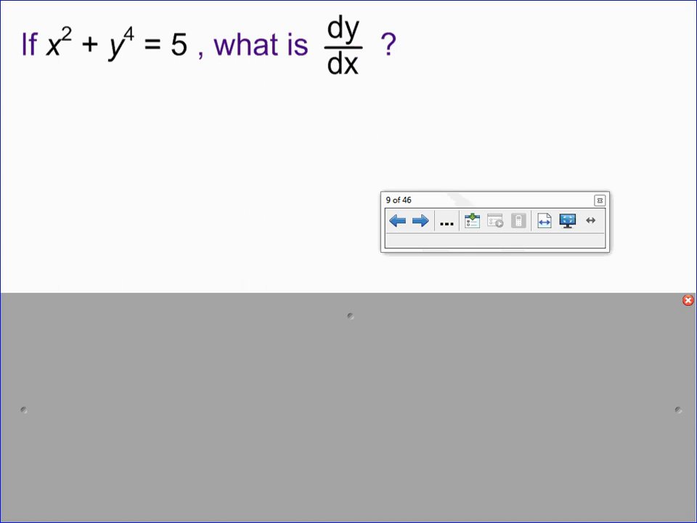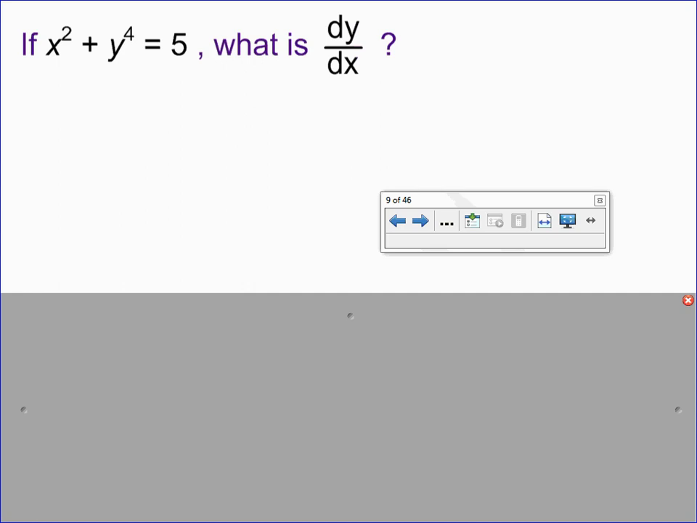A typical multiple choice question involving implicit differentiation would be finding dy dx, that is the derivative of y with respect to x, or y prime, when we have x's and y's mixed together on the same side of the equation. In order to do this, you're going to find the derivative of each term with respect to x, just as we've done in the past. It's just that whenever you differentiate a term involving y, you'll utilize the chain rule.